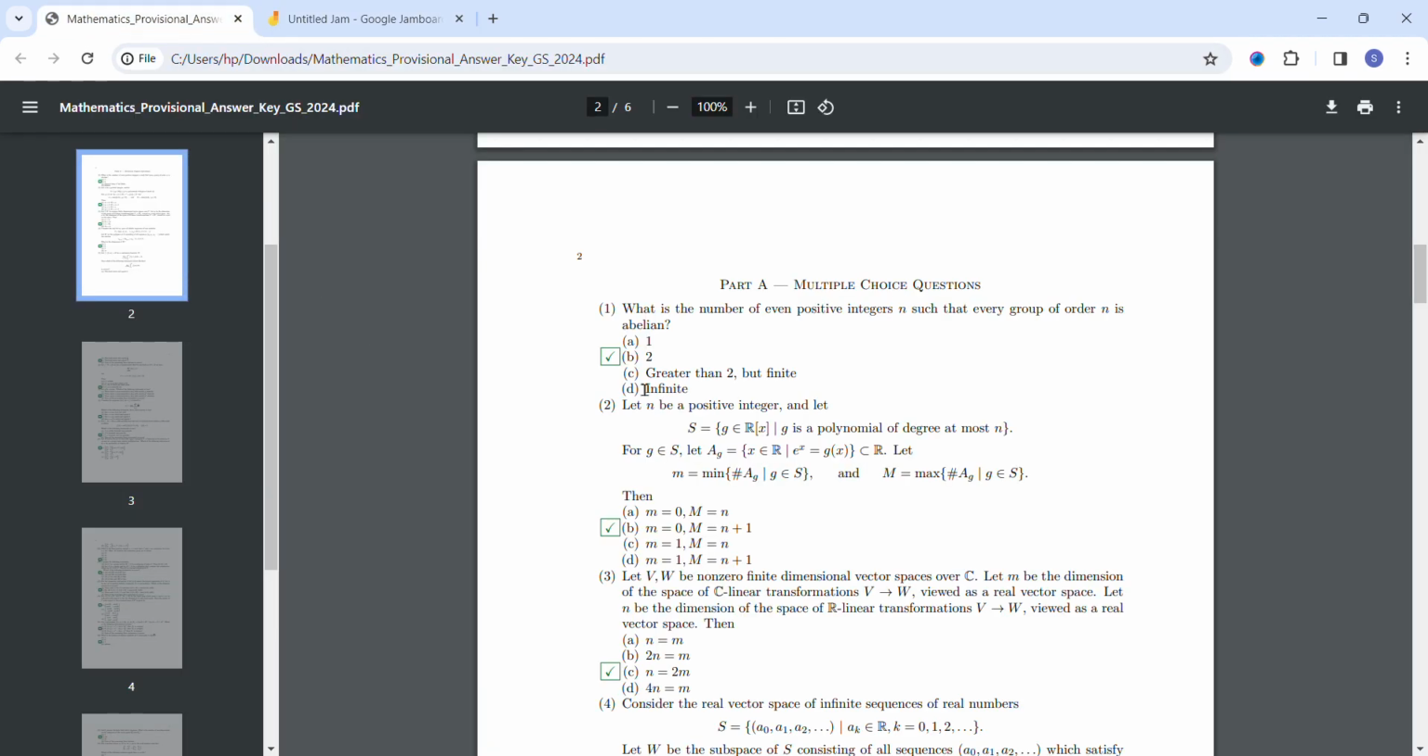Now come to question number 2. It says n is a positive integer, and we are considering the set that is a collection of all real polynomials of degree at most n. And then we are considering the set, the collection of all roots of the function e to the x minus g(x), for a fixed polynomial of degree at most n. And then they ask the minimum cardinality and maximum cardinality of this set.